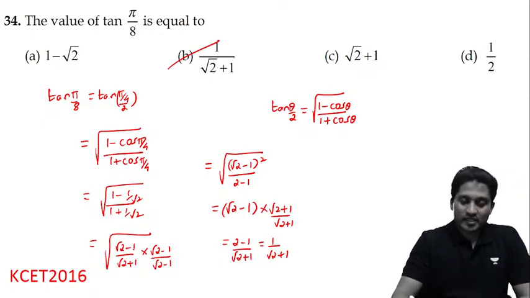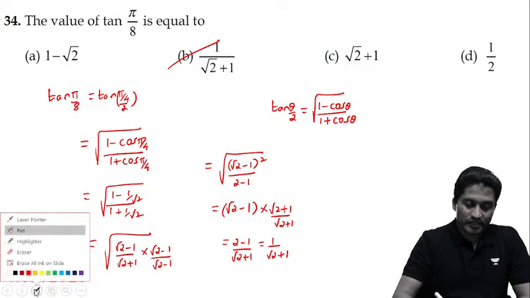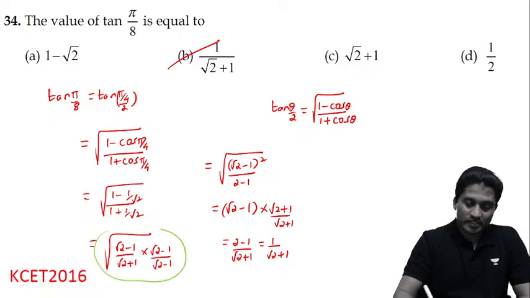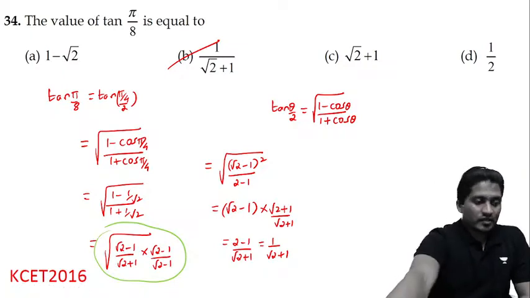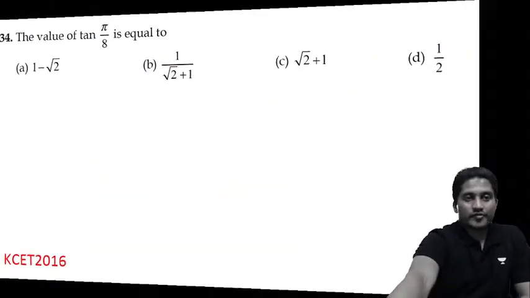Rather than rationalizing twice, in this step itself, instead of rationalizing the denominator, you rationalize the numerator, and you will get the answer directly. Let's move to the next question.